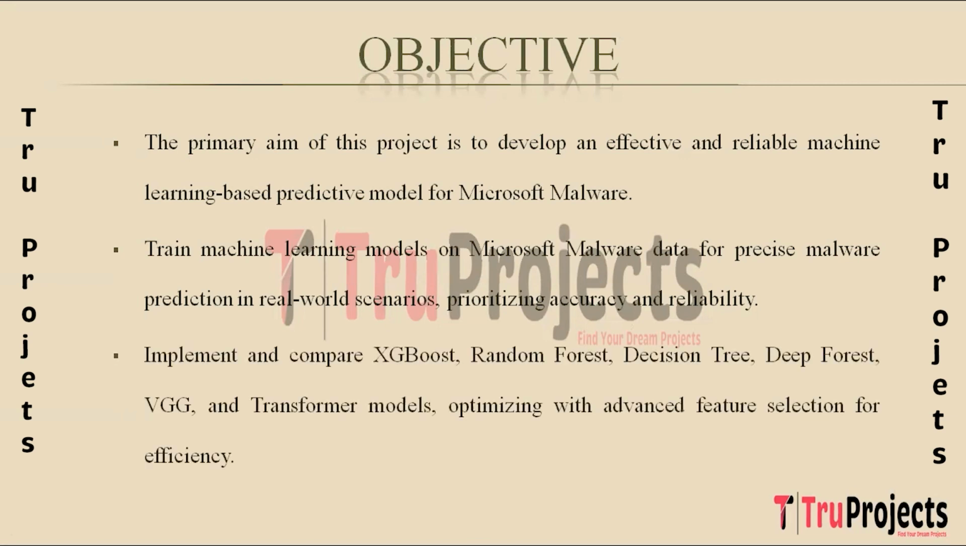And we aim to implement a diverse array of machine learning models including XGBoost, Random Forest, Decision Tree, Deep Forest, VGG, and Transformer to compare their performance, seeking the most effective model for precise malware prediction. And to enhance model efficiency by employing advanced feature selection methods. This involves strategically choosing pertinent features from the Microsoft malware dataset, optimizing the selected models for efficiency, accuracy, and real-world applicability.